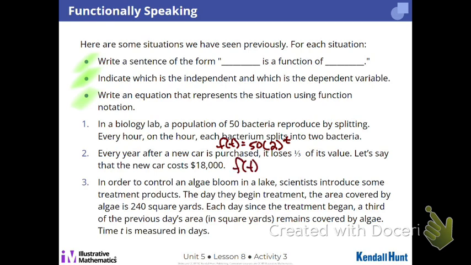So, f of t equals initial value. What is it? Everybody: 18,000. And what's happened to my 18,000? 2/3. 2/3 is left each year. If I lose a third, I'm left with 2/3.